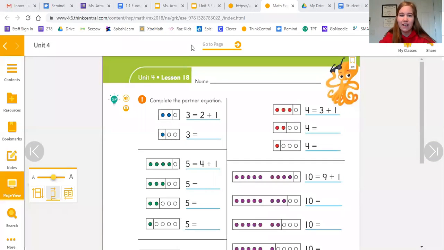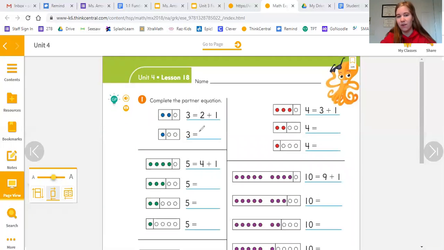So if I take a look, what I see is that I have 3 dots in all. And the way that I'm going to be able to tell what my partners are is that some of the dots are blue and some of the dots are white. So we're going to start with how many are all together. 3 equals my blue dots plus my white dots, which is how I get my partner equation.